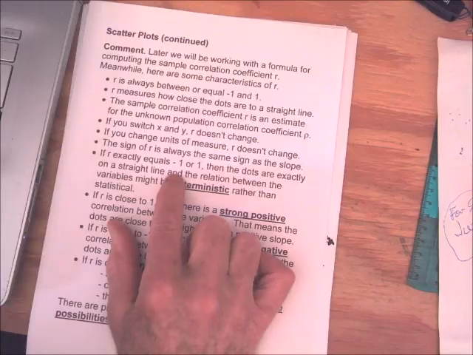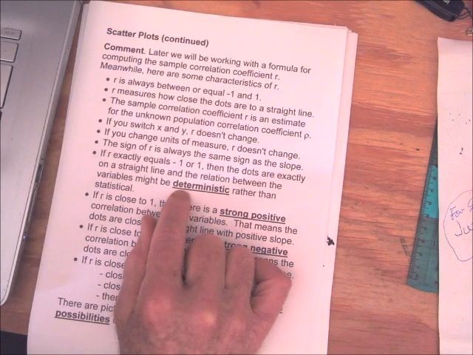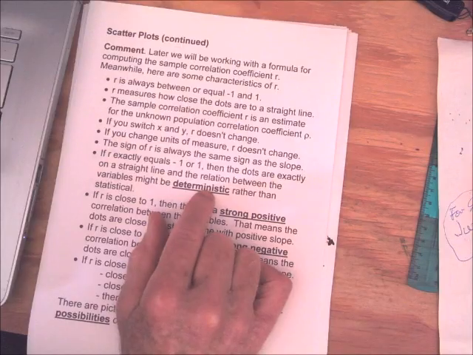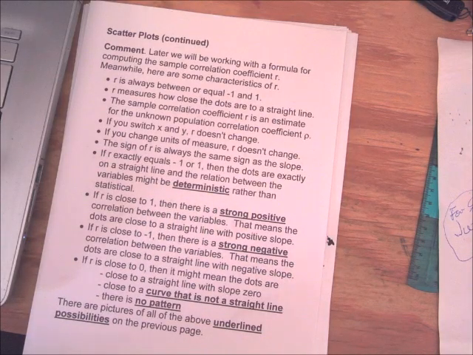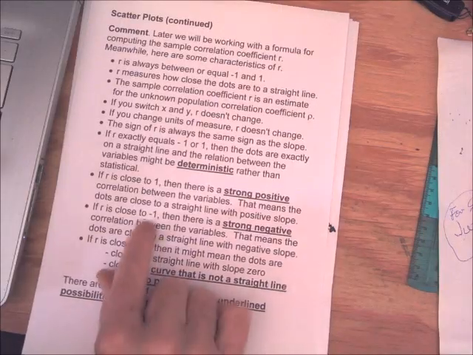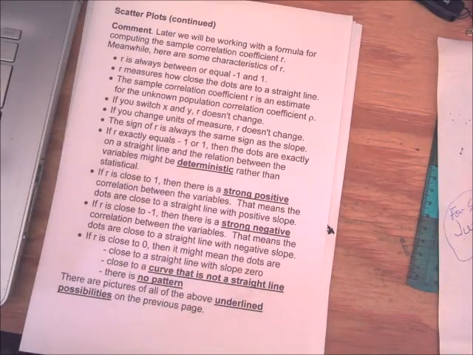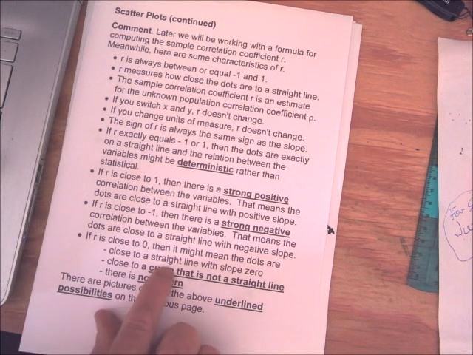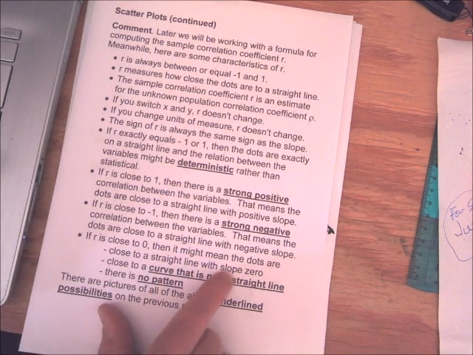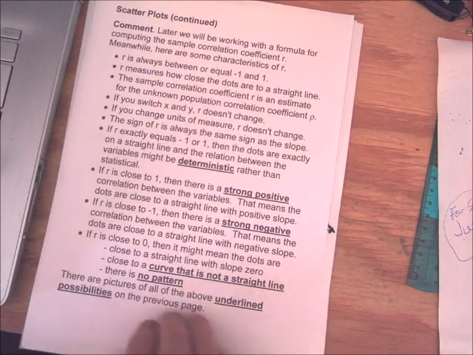If R is exactly equal to -1 or 1, then the dots are exactly on a straight line, and we have a deterministic relationship rather than a statistical relationship. If they're close to 1, it's a strong positive correlation. Close to -1, strong negative correlation. Close to 0, it might mean the dots are close to a straight line with slope 0, or it might be close to a curve that is not a straight line, or it might be there's no pattern.